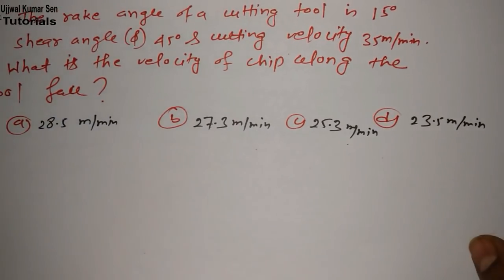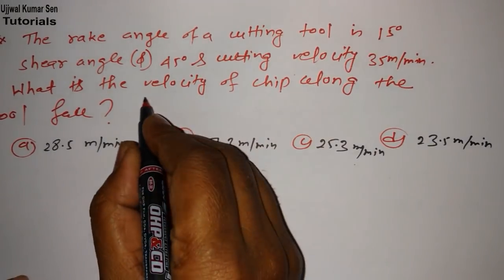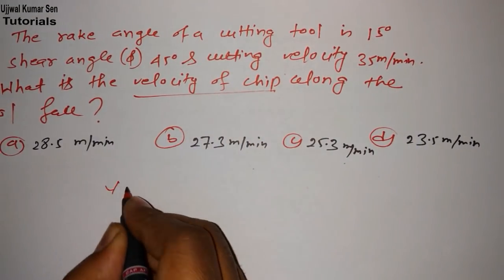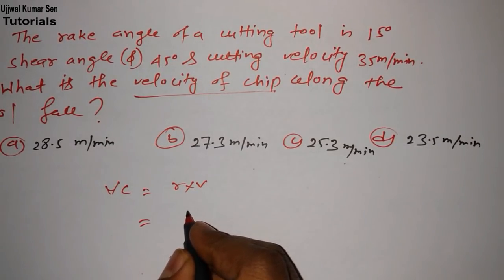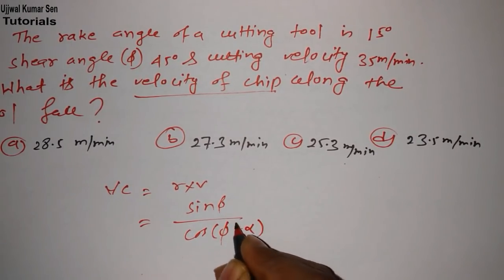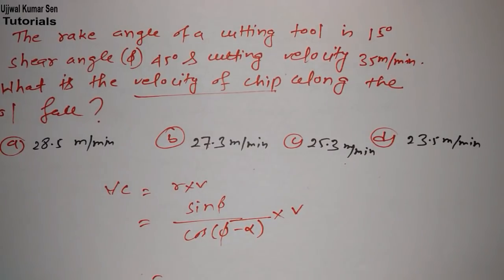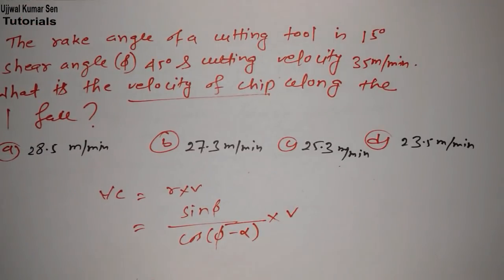The first question is right now in front of you. I hope you can see it. What we have to find is the chip velocity, which I have already shared with you. So chip velocity V_c is equal to R into V, and R is sine phi by cos of phi minus alpha, into V. Right now, first of all, you have to write the formula for what we have to find. After that, we find the values from the question and put them in the formula according to requirement.